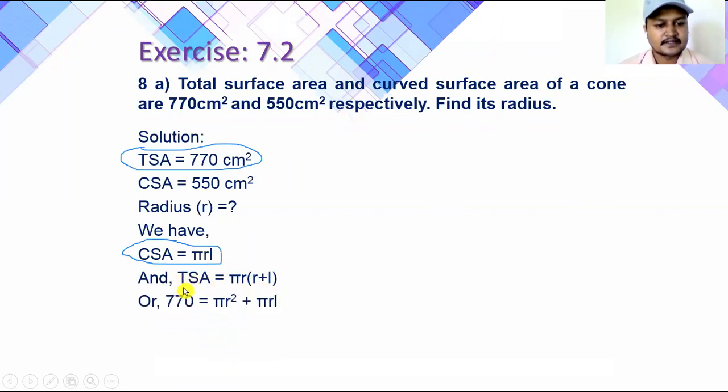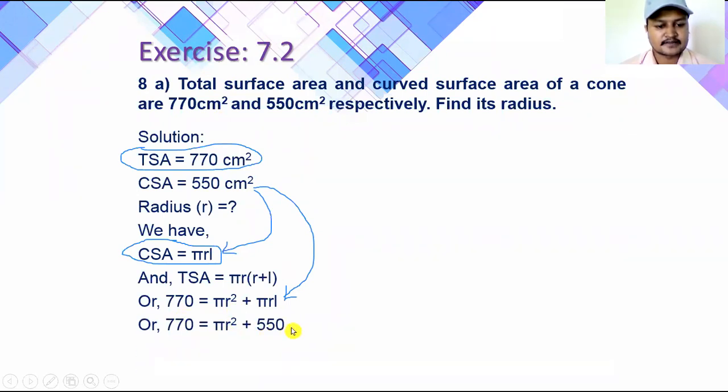So here we can write in place of total surface area 770, pi r square plus pi RL, and the value of pi RL is the curved surface area, that is equal to 550. This we have to put here in place of this pi RL, because pi RL is curved surface area, which is equal to 550. If we put this value, easily we will get the value of r.